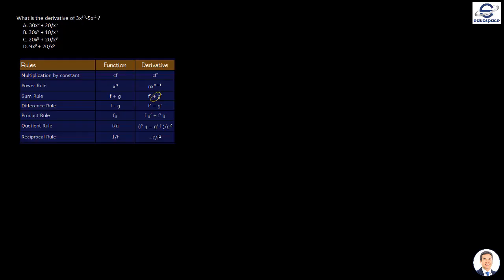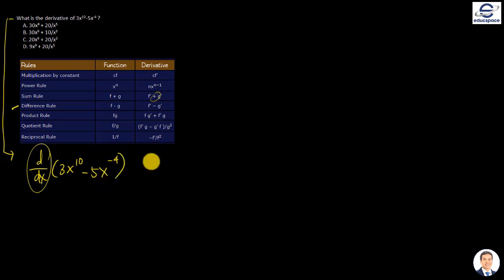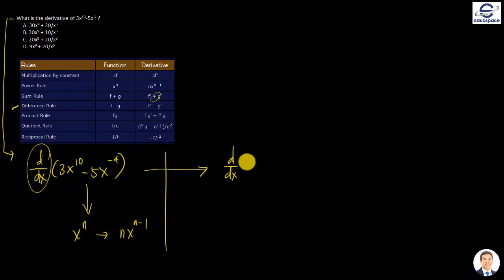What is the derivative of 3x raised to 10 minus 5x raised to -4? Again, this kind of problem is what we call the difference rule, wherein to get the derivative, we just get the derivative of each function and subtract them from each other. So this means that the derivative can be written as d over dx of 3x raised to 10 minus 5x raised to -4. Applying the power formula, don't forget, if we have x to the n, the derivative, of course, is n x to the n minus 1, as in the previous problem.